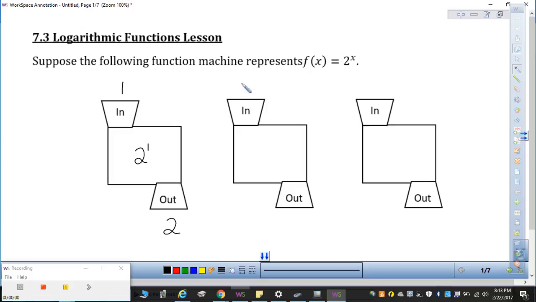What if we were to put in a 3? Our machine would do 2 to the third power and the number coming out would be 8. If we were to put in another number like 4, our machine does 2 to the fourth power, and we would end up with 16.